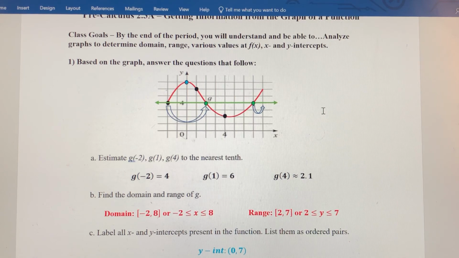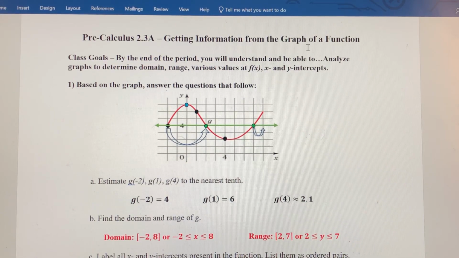All right, so that's how you can pull information from the graph of a function. There's so much you can get from a graph, and we're going to be building on that as we continue through the class.